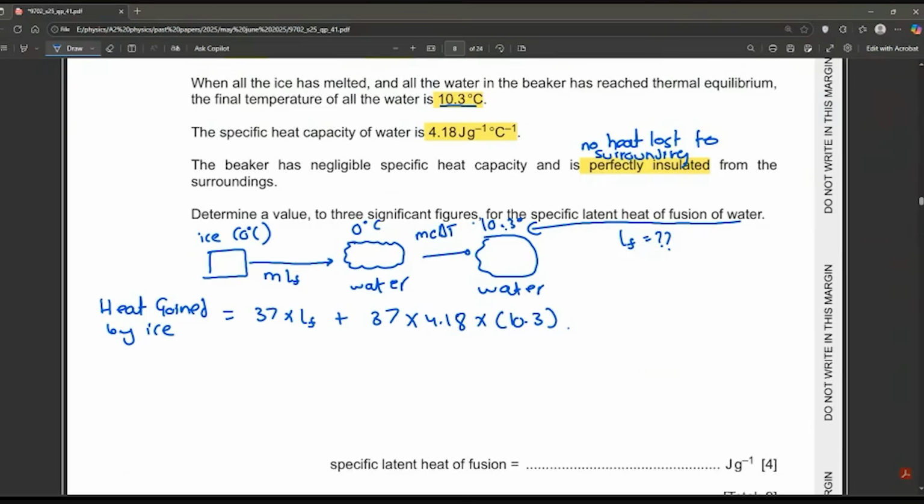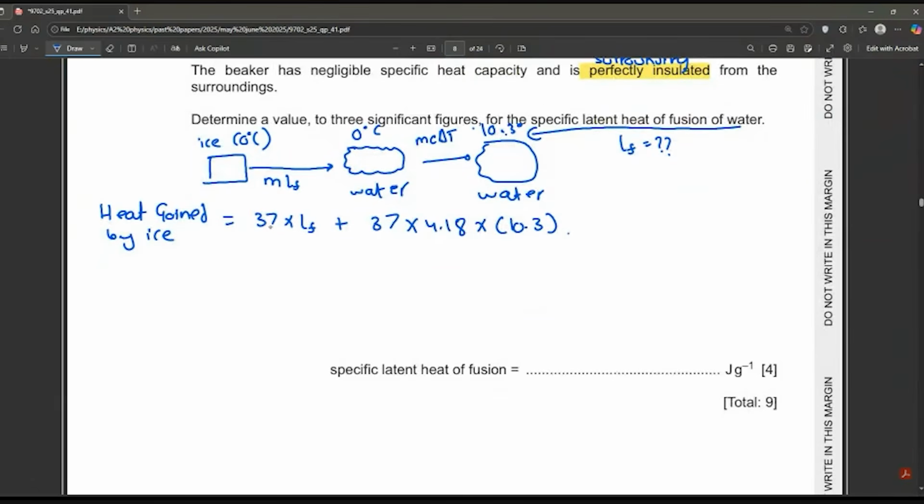Now you will say, sir, why are you not converting the mass into kilograms? Because I have to give my final answer in grams. Why should I convert it into kilograms? I don't do that. Let's calculate this answer. 37 times 4.18 times 10.3 comes out to 15.93. So 37 LF plus 15.93 is your heat gained by ice.